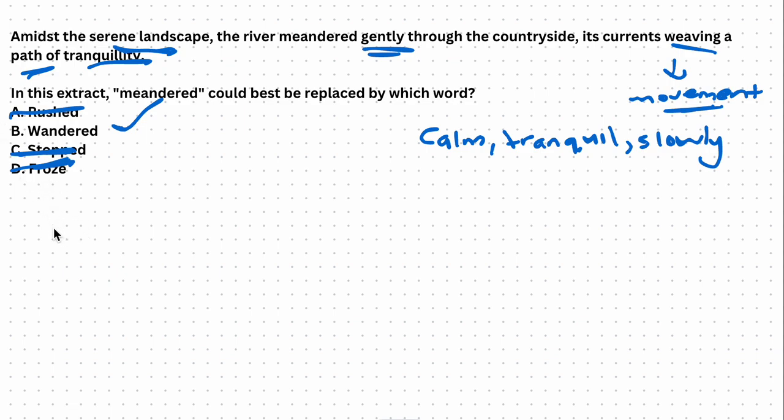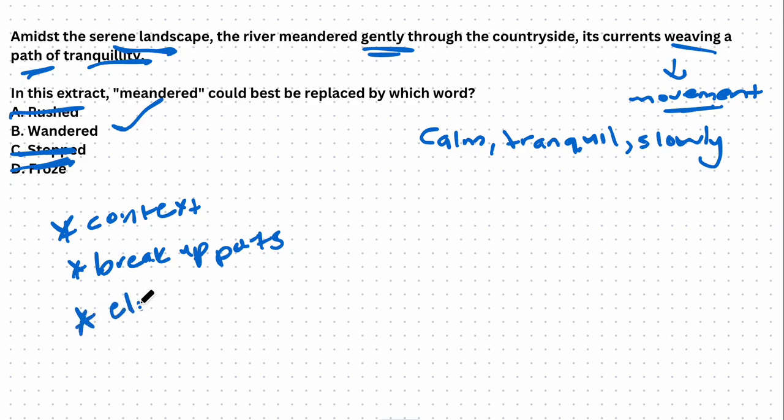So to basically sum up, I would look at the context. I'd look for clues in the context. I would look at whether we can break up the word, whether it sounds familiar to other words you know. And then finally, I'd use a process of elimination to help you get to the word.